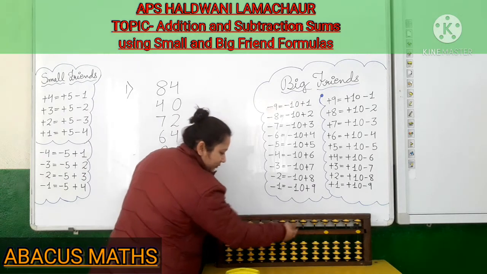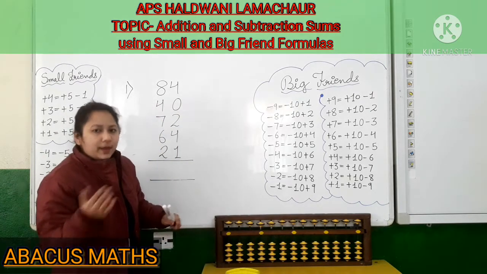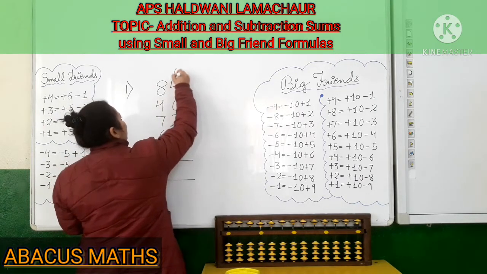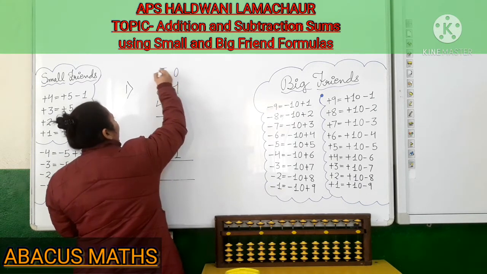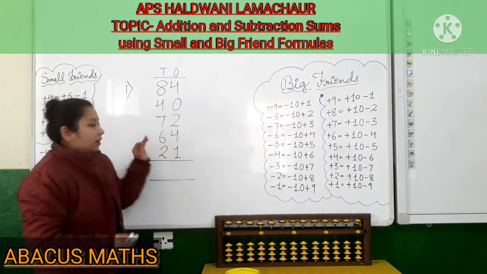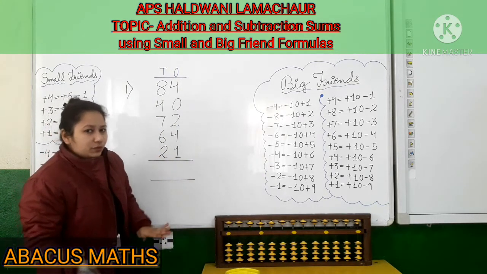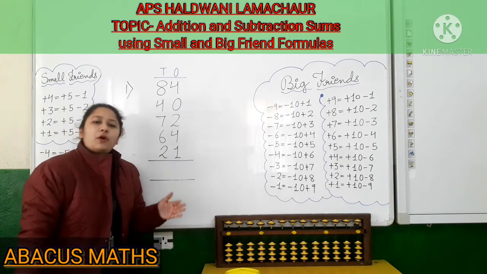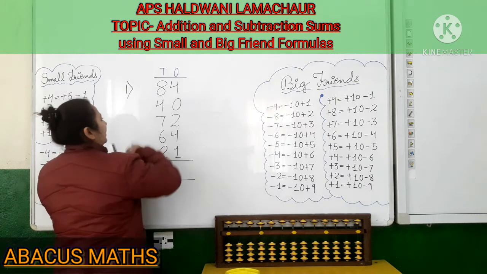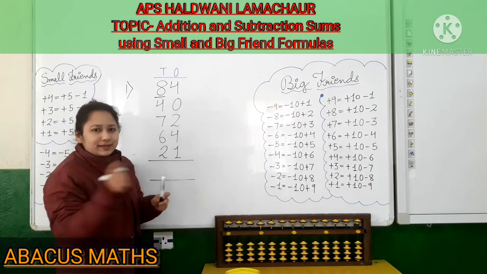Now set your abacus first of all, upper beads up and lower beads down. Now as you know, our first row will go in 1 slot and second row will go in 10 slot. Now students, as I have told you that you will start your calculation from left to right. Now first of all, add this 8 in 10 slot.